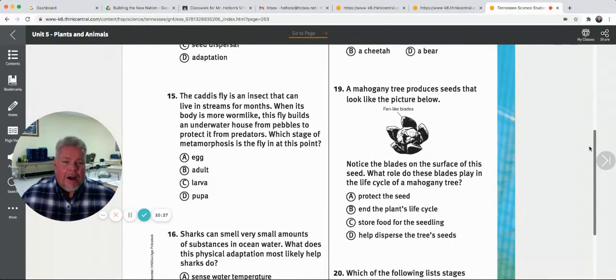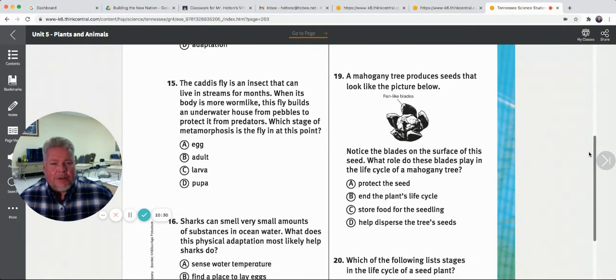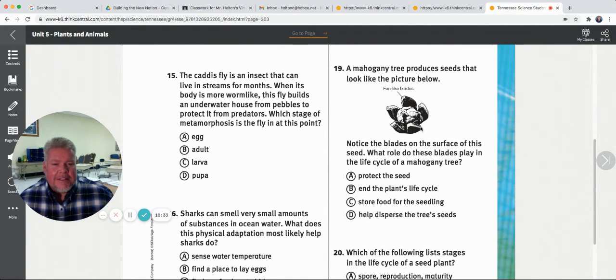19. A mahogany tree produces seeds that look like the picture below. Here's the seeds. Notice the blades on the surface of the seeds, these little sharp pointy things. What role do these blades play in the life cycle of a mahogany tree? Would they protect the seed? I think that makes sense. End the plant's life cycle? Nah. Store food for the seedling? No, it looks like it'd fall out. Help disperse the tree seeds? No. They're kind of pointy. If someone wanted to eat that seed, it would probably hurt its mouth, wouldn't it? Because those blades protect the seed.